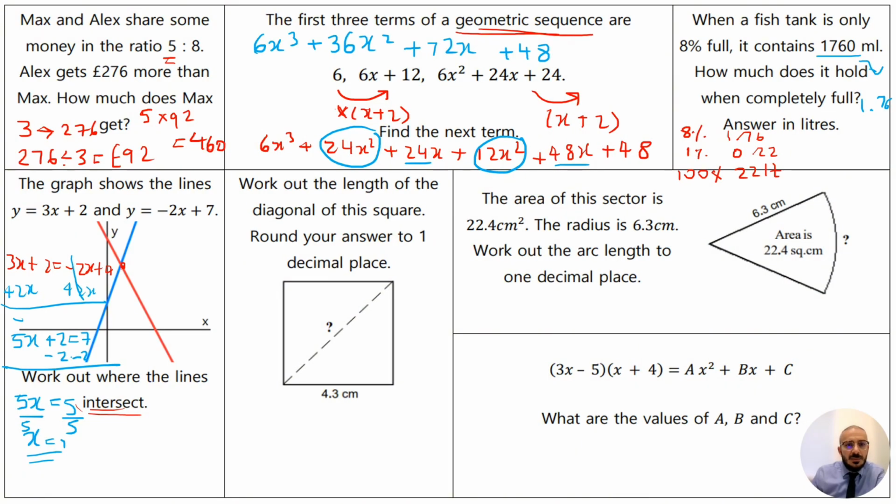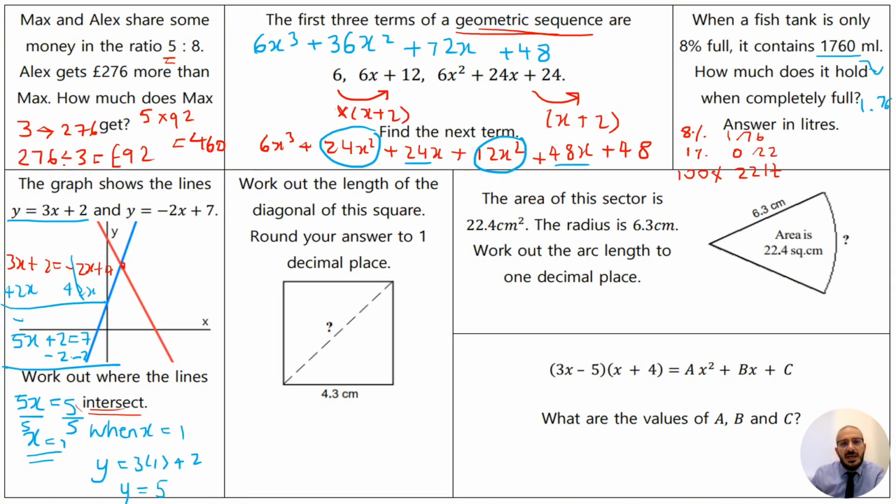And when x is 1, what I can do is I can substitute the x value into here. The reason why I'm picking this is because it's the one without the negative. So I'm going to be doing 3 times 1 plus 2 for y. So it's going to be 3 times 1 plus 2 for the y-axis. So your y-axis is going to be 3 plus 2, which is 5.